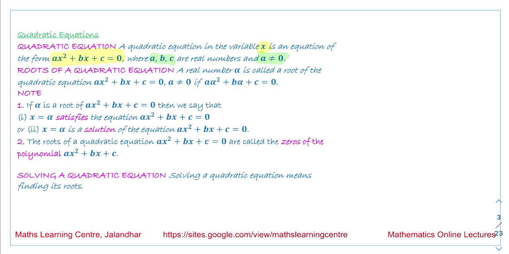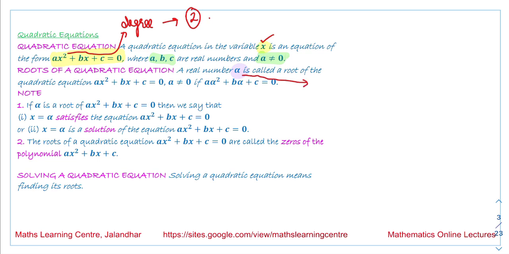Quadratic basically means that the degree of this equation is 2, and it is an equation of a single variable x. Now the next definition we have is root. If a real number alpha satisfies this equation, it means satisfies this equation, we already know.